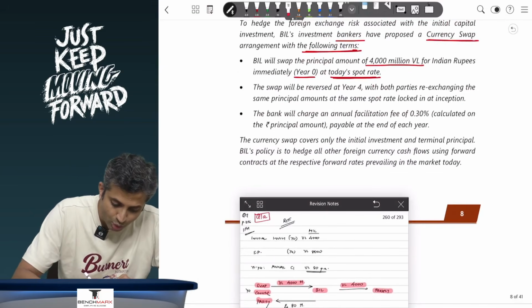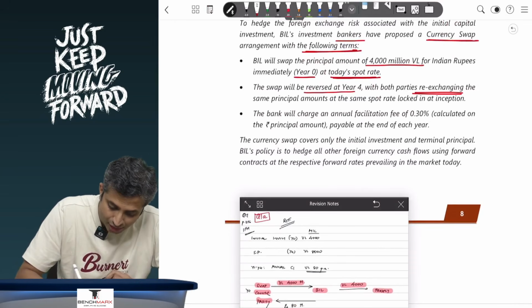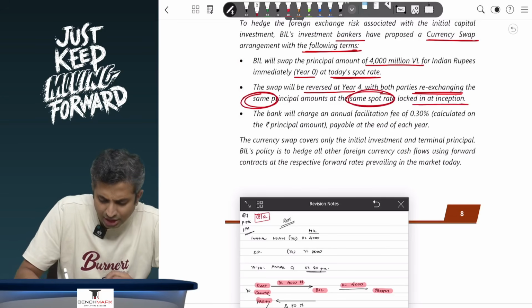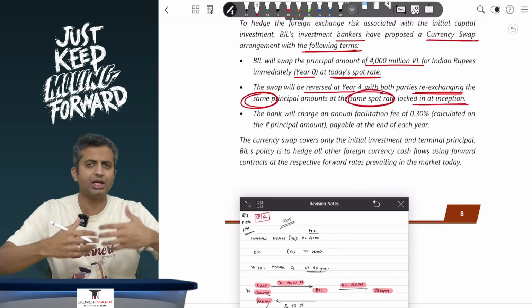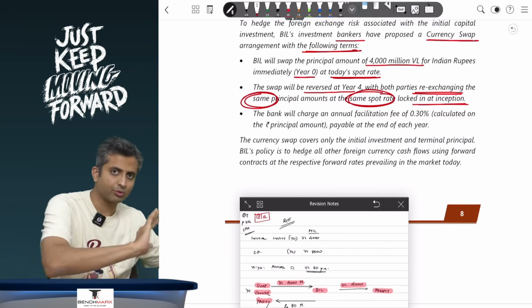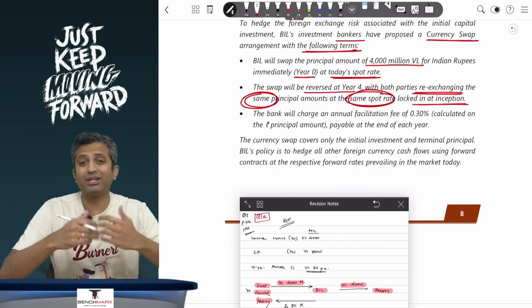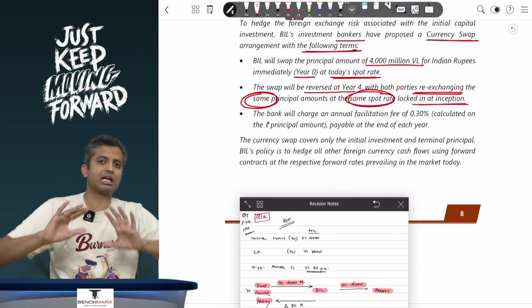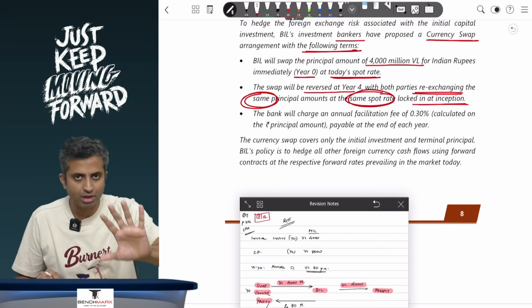Now, the swap will be reversed at year 4 with both the parties re-exchanging the same principal amounts at the same spot rate locked in at inception. So whatever exactly we had received, so we had received 4,000 VL, that we will give back. So 4,000 VL, whatever we had given, that is the rupee amount, that exact same rupee amount will come back. So what is the spot rate?